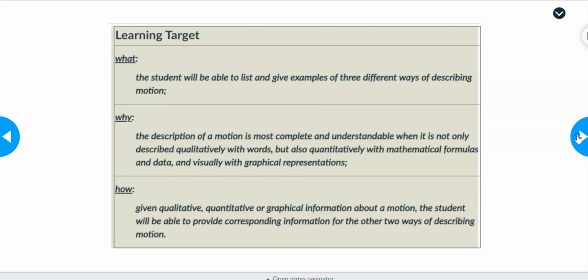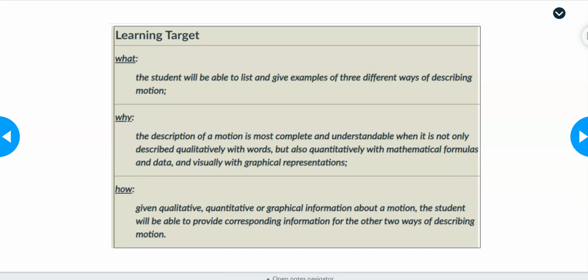For this particular discussion, our learning target will be: you will be able to list and give examples of 3 different ways of describing motion. And the reason that we're going to do this is because the description of motion is most complete and understandable when it is not only described qualitatively with words, but also quantitatively with mathematical formulas and data, and visually with graphical representations.